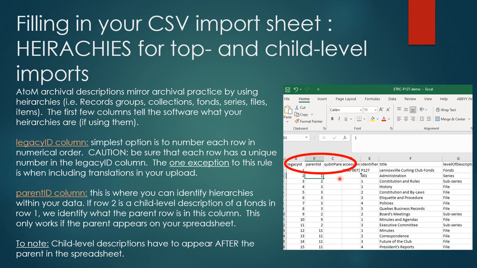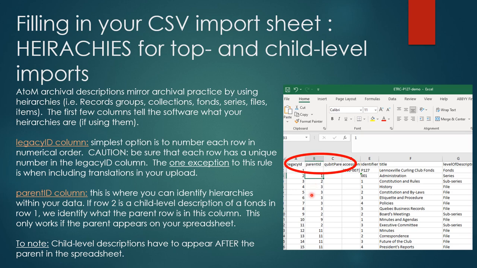We have to tell the software who the parent is in the parent ID column. You'll notice for our top level, there's no number in the parent ID column because it's the top. It has no parent. But the administration has a parent. The administration is row 2, but its parent is row 1, which is indicated here. And so that's how we tell the database, when it's importing our spreadsheet, who the parents and the children are and how they're connected.